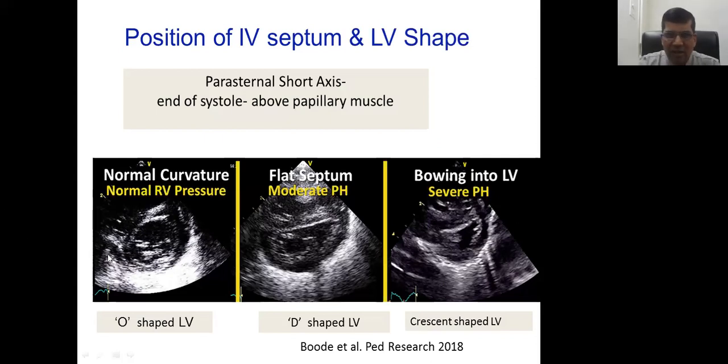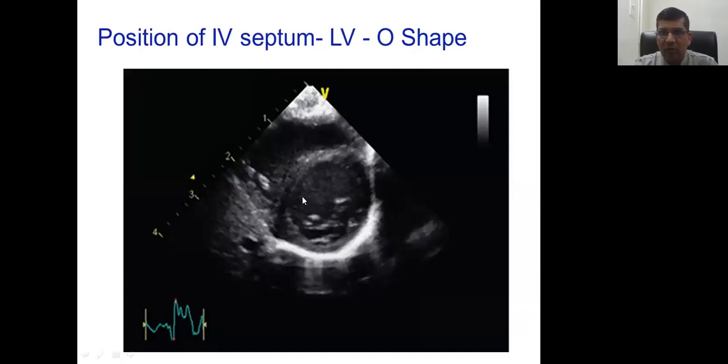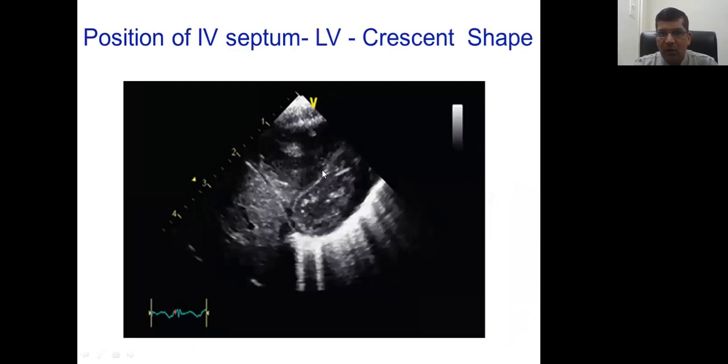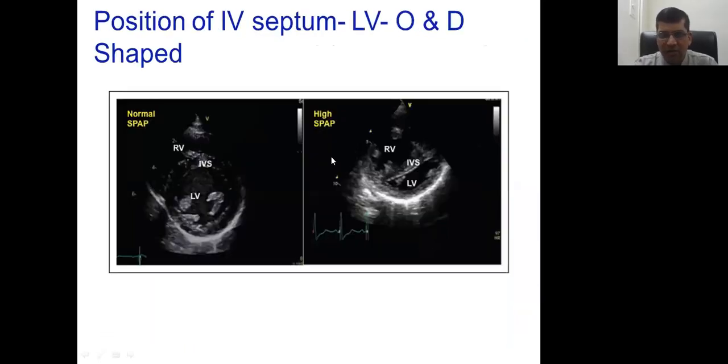Here you see the shape of the LV is O-shaped. When the septum becomes flat, it becomes D-shaped. When the septum becomes bowed, it becomes crescent-shaped, moon-shaped. Moderate pulmonary hypertension, severe pulmonary hypertension. That's again a crude method, but a very important method. Example of O-shaped, example of D-shaped, example of crescent-shaped, some of the pictures, example of O-shaped again, example of D-shaped.